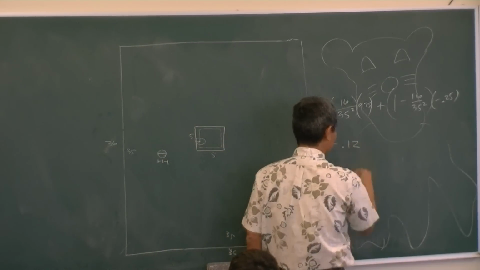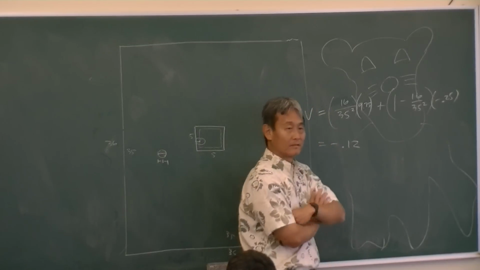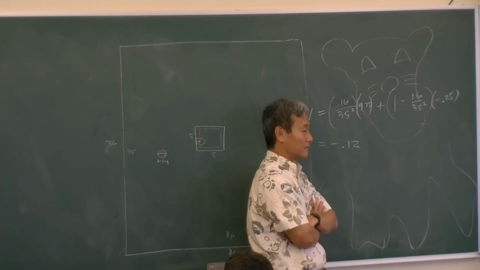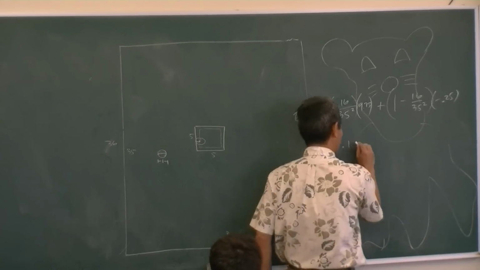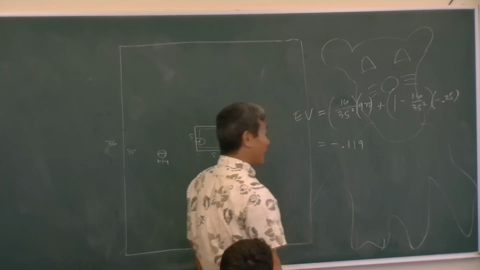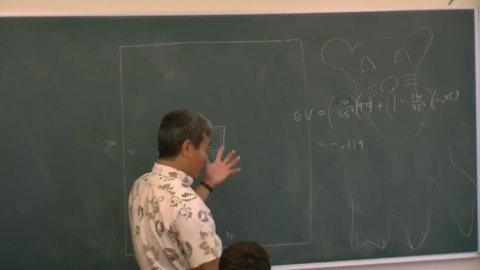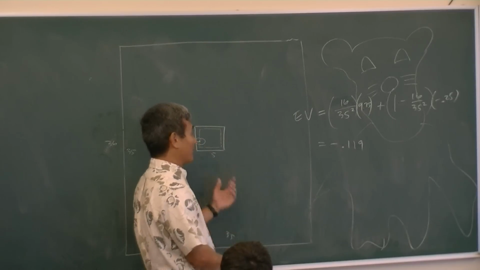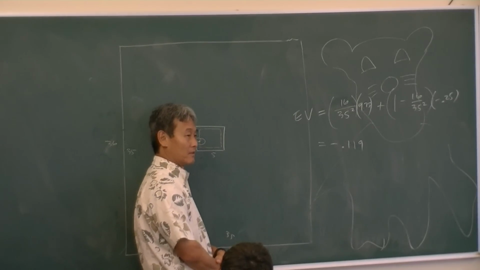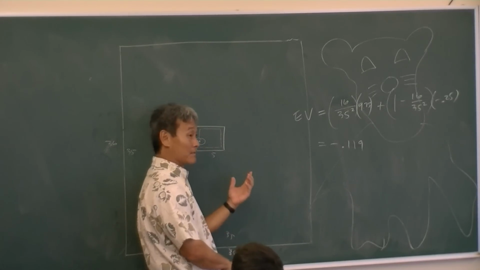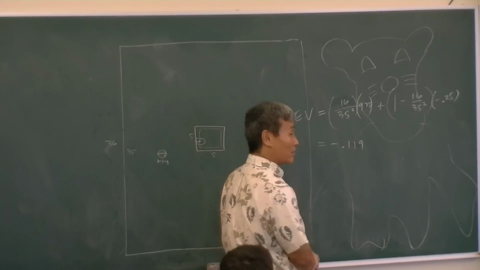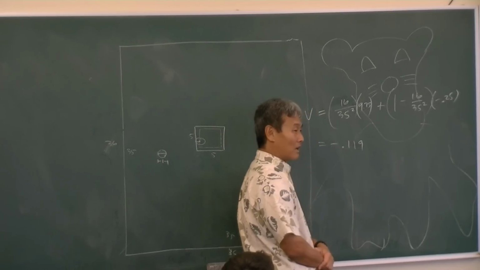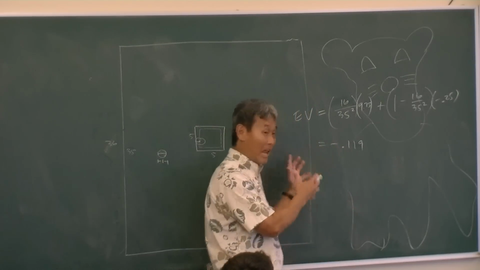I have 0.12. Can somebody confirm that? He's right. It's -0.119. Okay, so over the course of the 2 days of the family fair, let's say people have played this game a million times. Play a million times, you know how much money you're going to make? Around $119,000, just for that one game.